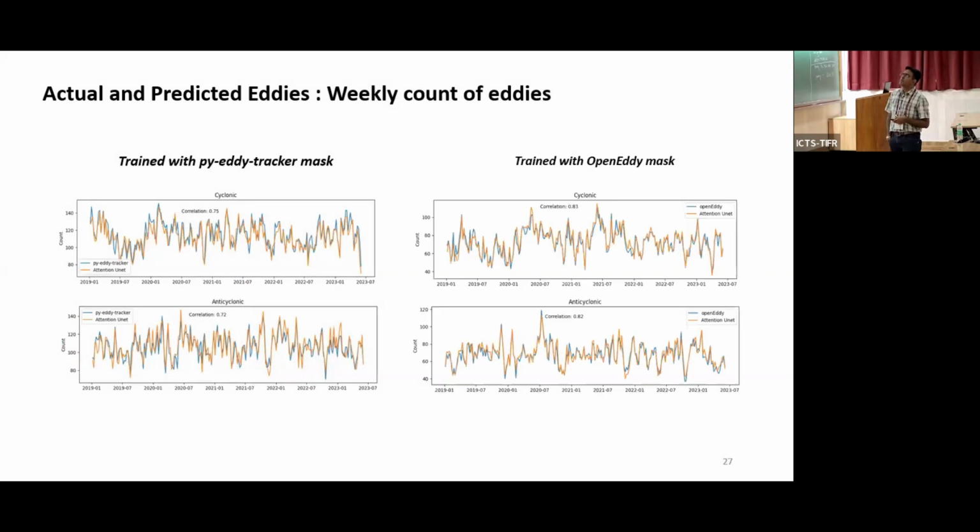Then if we talk about the correlation between the eddies detected from the traditional algorithm and the deep learning, we can see that the traditional detection of the eddies and the deep learning are showing a very good correlation.